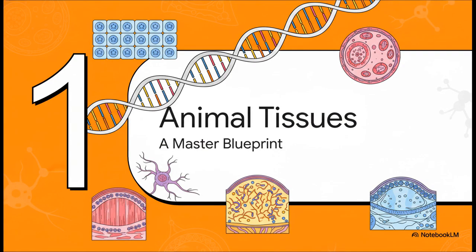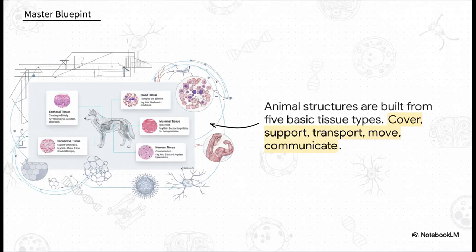First up, let's talk animal tissues. We're going to look at the master blueprint that builds every single complex animal out there. And here it is. This is our master blueprint. Pretty much all animal structures are built from just 5 basic tissue types. You've got epithelial, which is the coverings, connective, which is all about support, blood, the transport system, muscular, the movers, and nervous, the communicators. So let's break them down one by one.